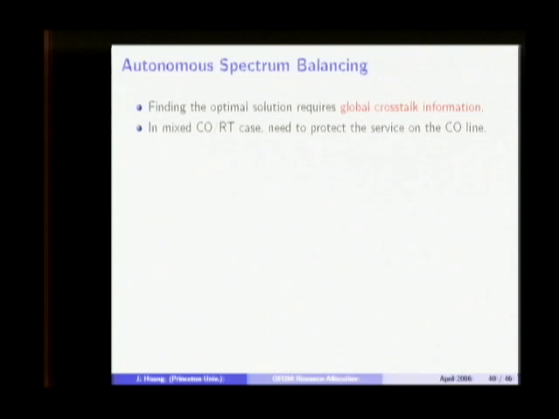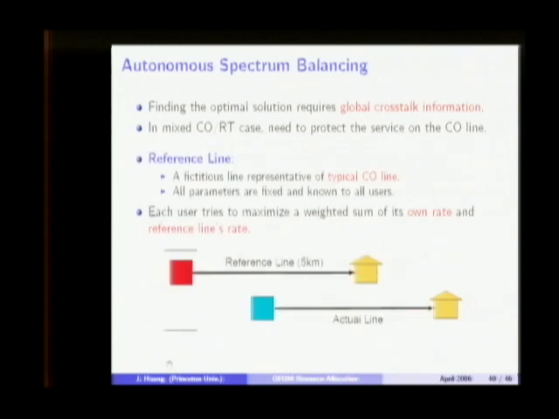So based on this intuition, we do the following. We propose a concept called the reference line concept, which is a fictitious line representative of a typical CO line. So this represents a typical victim in the interference environment. And all the parameters of this fictitious line are fixed. The transmission power, the crosstalk gain, the background noise, they're all fixed based on the field measurement. So you measure the typical service, CO service line, and you put down a fictitious line.